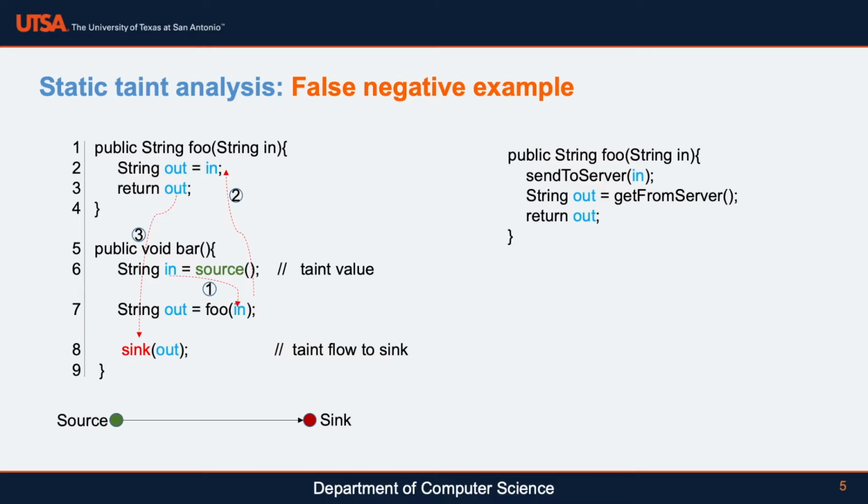At this point, the static analyzer cannot trace this data anymore. And later, when the data comes back from the server, the static analyzer won't be able to tell whether this is a taint value or not, because we already lost the tracing of that data. In this case, a static analyzer will miss this data flow and have a false negative due to the inaccessible code in the remote server.